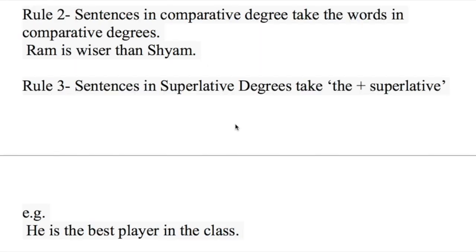Rule 2. Sentences in comparative degrees take the words in comparative degrees, like Ram is wiser than Shyam. So here, when we are making comparison between two people, the comparative degree of adjective is to be used, that is wiser. And in the superlative degrees, the is always used, like he is the best player in the class.